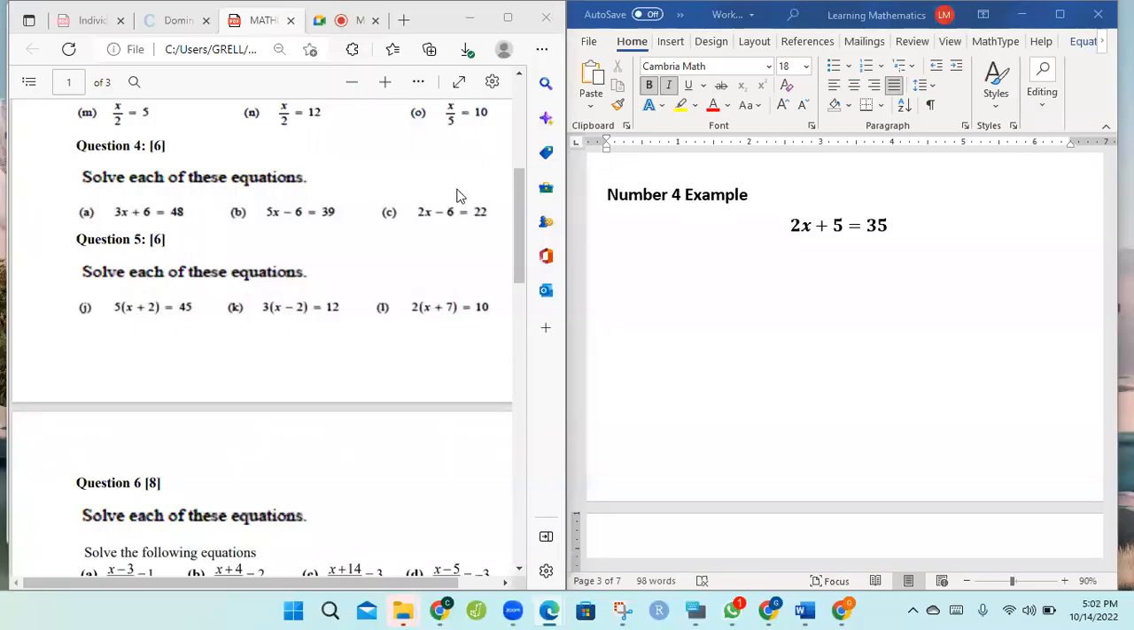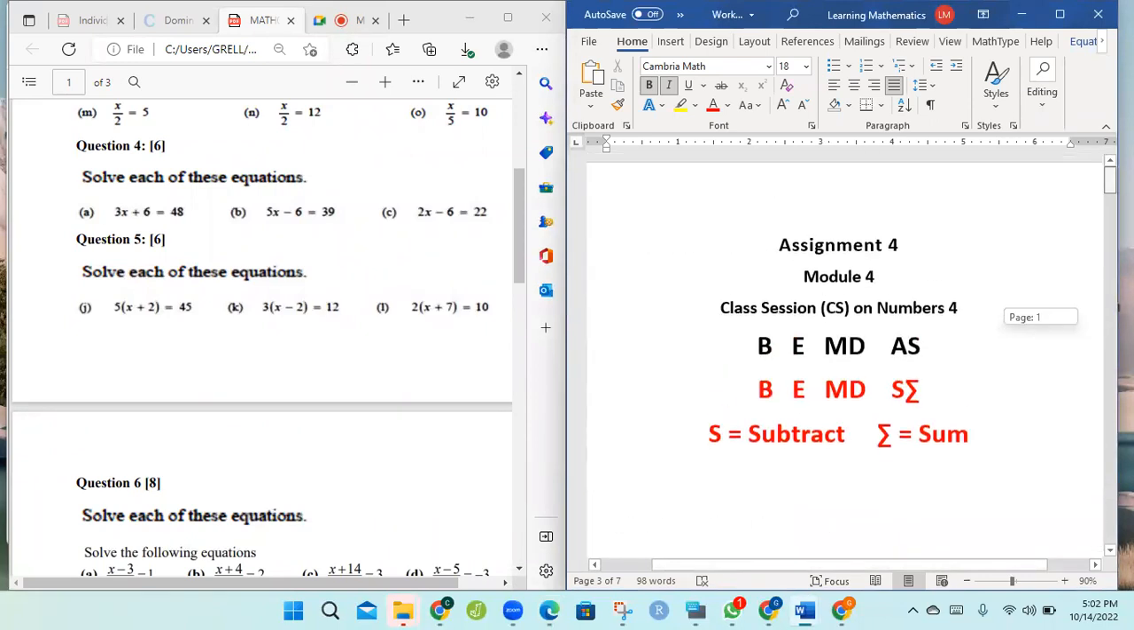When we look at number 4, we have 3x plus 6 is equal to 48, for example. So here's an example, 2x plus 5 is equal to 35. So we've got two numbers to cancel out to solve for x, the 2 and the 5. Which number do we start first? Solving for x is almost like the reverse of BEDMAS.